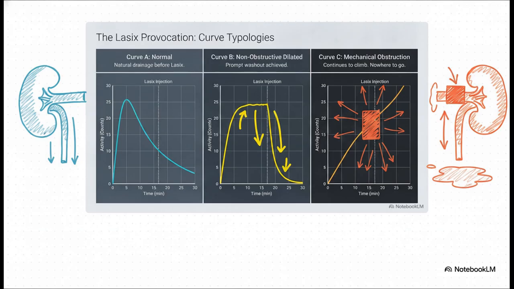The plumbing is open. But curve C? Yeah, it just keeps climbing. Fluid is pouring in from the diuretic, but it literally has nowhere to go. That is your undeniable proof of a true mechanical block.